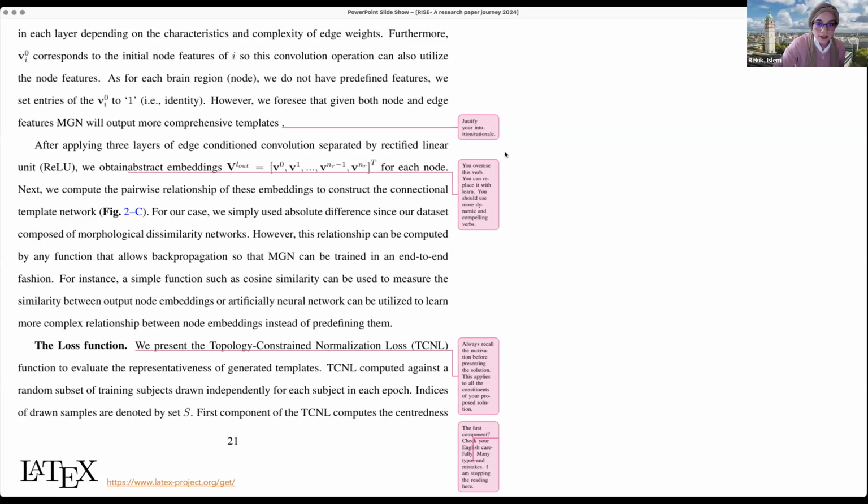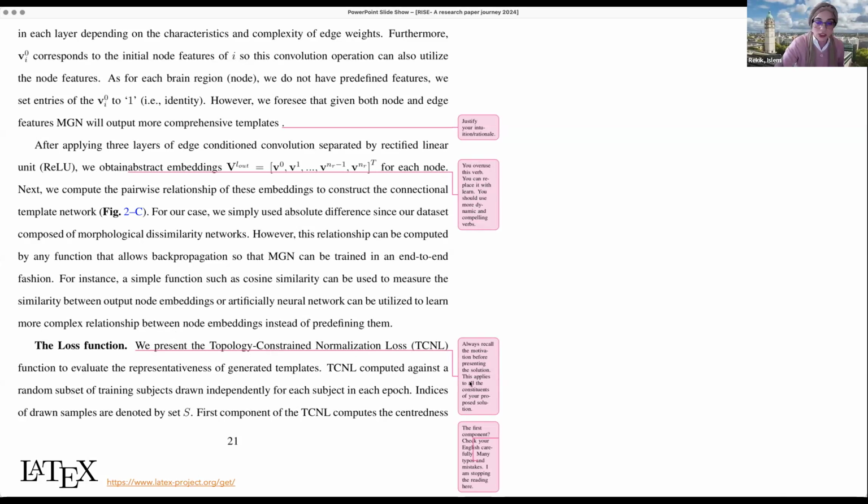Another comment here: you overuse this verb, which is obtain. The author overuses the word obtain, so I said you can replace it with learn, for example. You should use more dynamic and compelling verbs, so you need to extend your vocabulary. Always recall the motivation before presenting the solution. Before you say, we present a topology constraint normalization loss function to evaluate whatever, explain why.